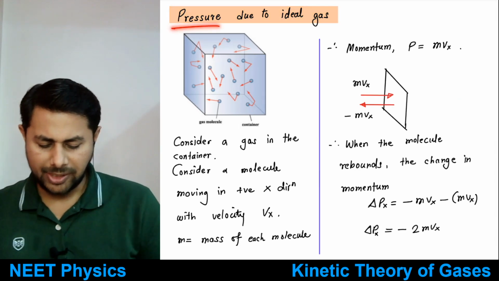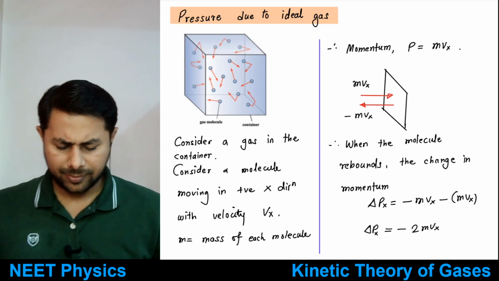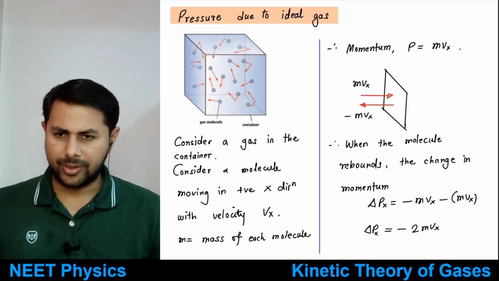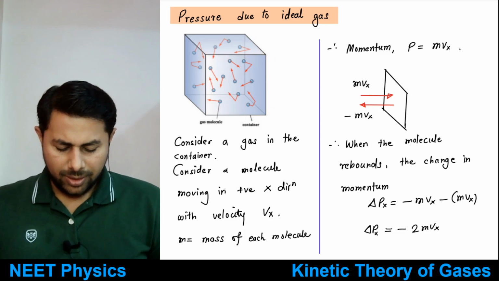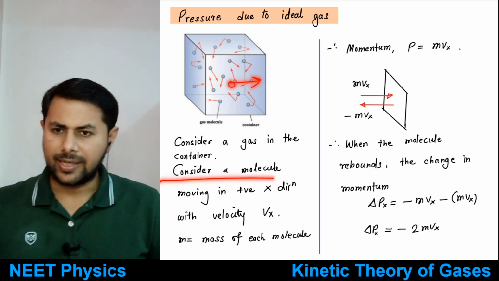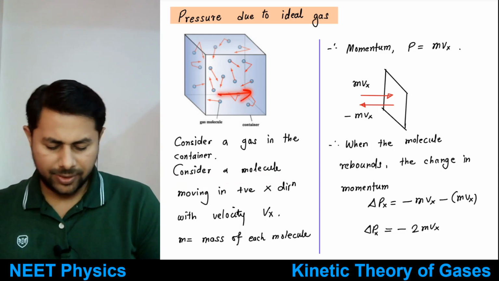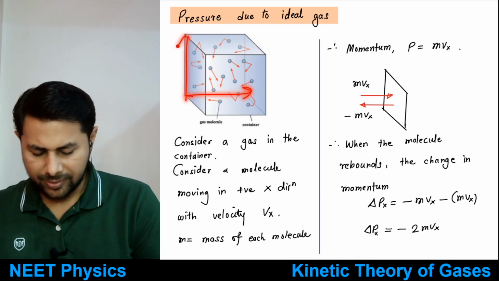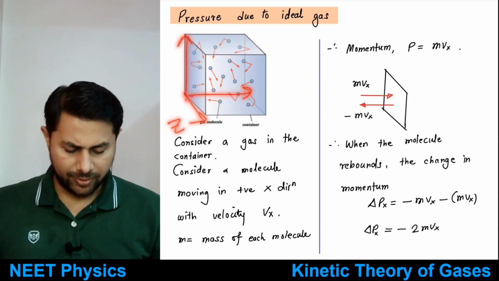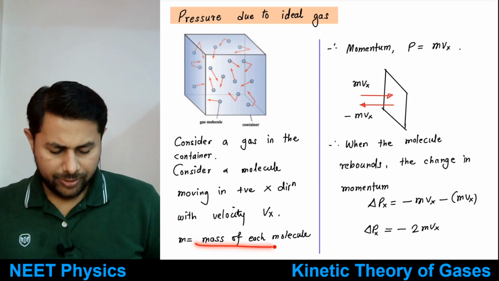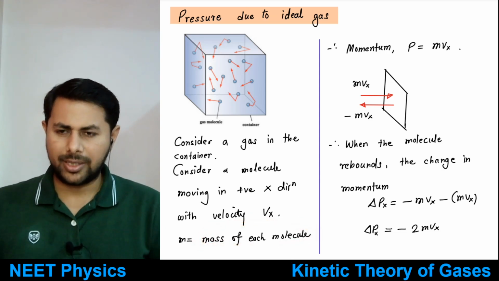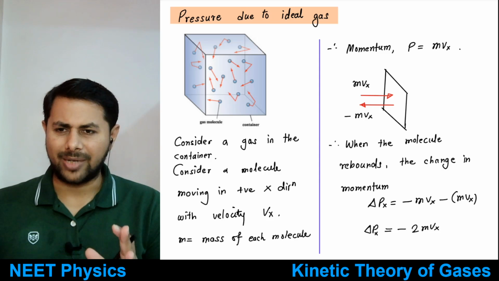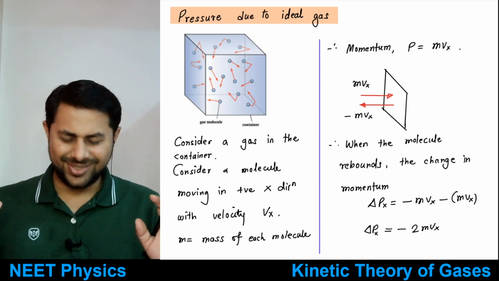After that, let's talk about the pressure due to an ideal gas. Suppose there is some gas in this container and we know that it will move in random directions. Now just consider a molecule which is moving in the x direction. Suppose this is the x direction, then this is the y direction, and this one is the z direction. So this is x, y and z. Suppose m is the mass of each molecule. There is only one kind of gas in this container, not air, let's say hydrogen or oxygen, some gas.